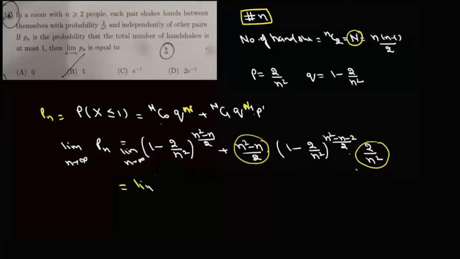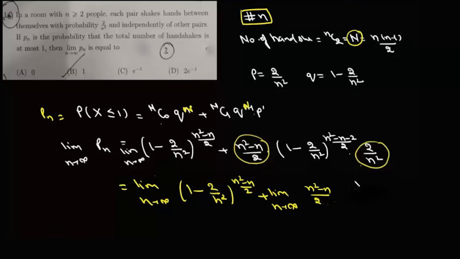Now this is the limit as n tends to infinity of (1 minus 2 upon n square) to the power n(n minus 1) by 2, plus the limit as n tends to infinity. Now we'll take these two together, so there will be n(n minus 1) upon 2, multiplied with 2 upon n square, and then we have (1 minus 2 upon n square) to the power (n(n minus 1) minus 2) upon 2. Now this is a 1 to the power infinity form. This also is a 1 to the power infinity form.